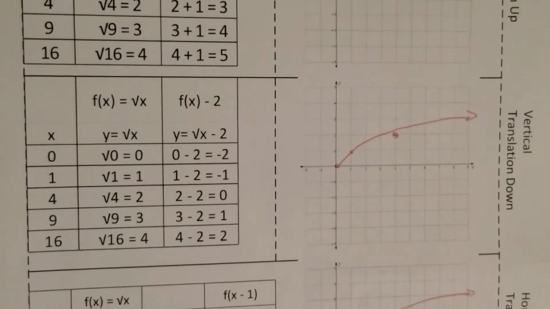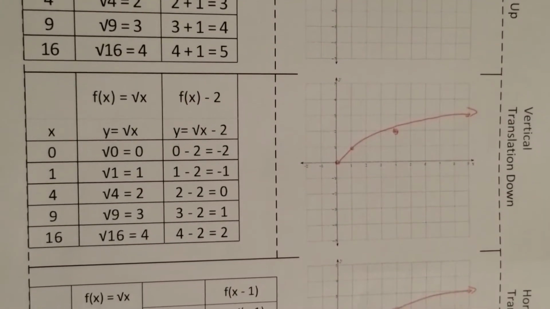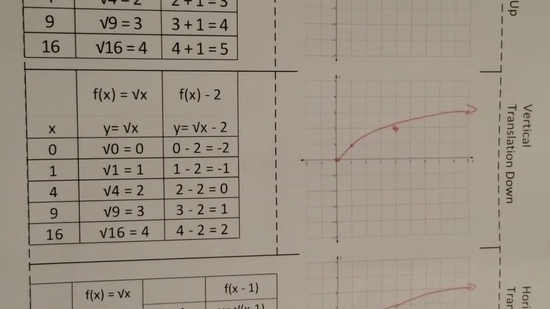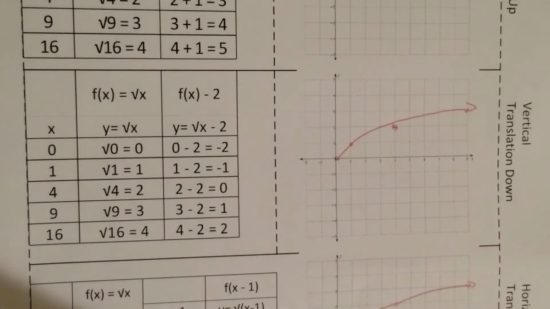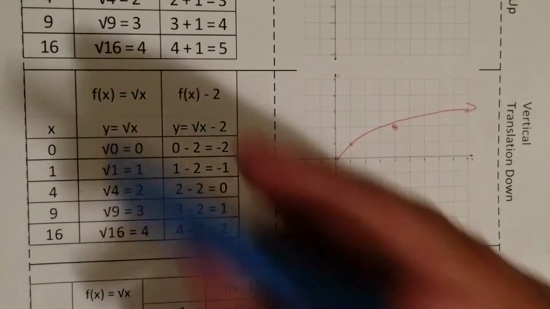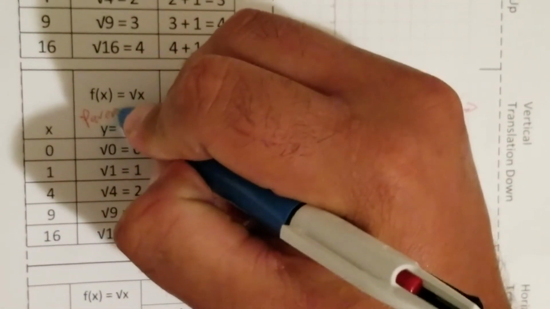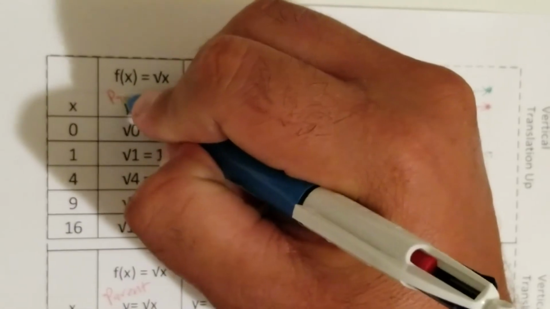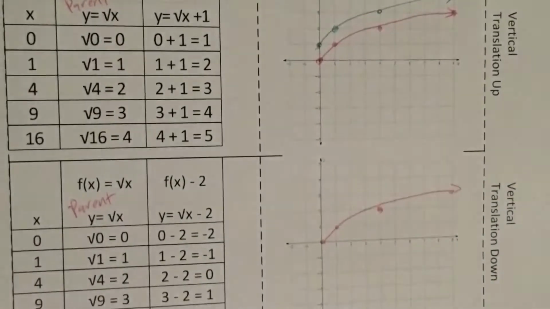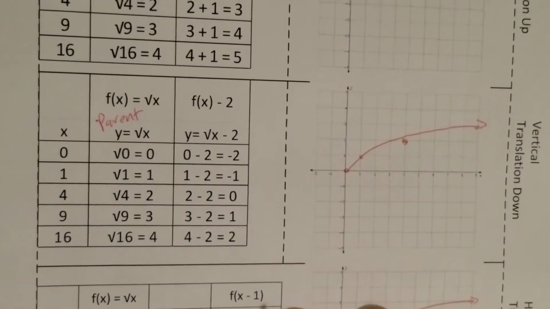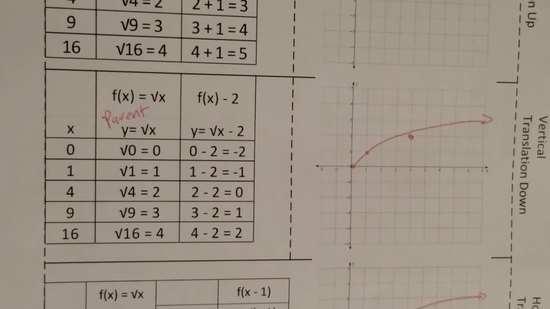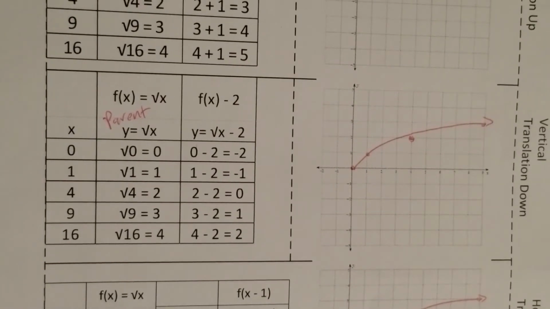The next one here is a vertical translation downwards. So switch colors. And we have our parent graph already. Let's go ahead and label these right now. So this is our parent graph. This was our parent up here too. And we'll do the other ones later. So we'll go back to our blue.